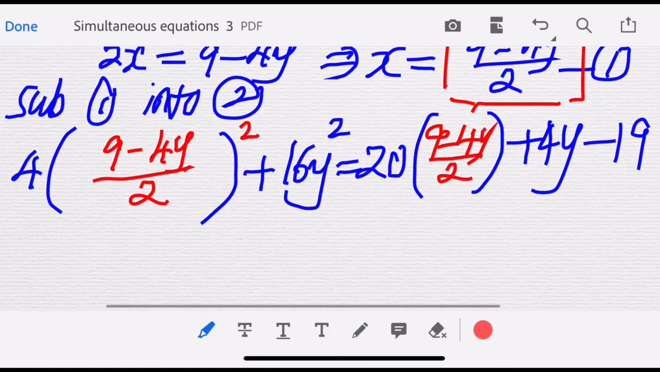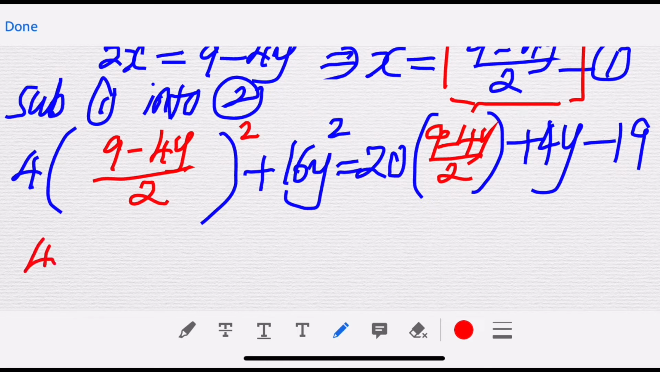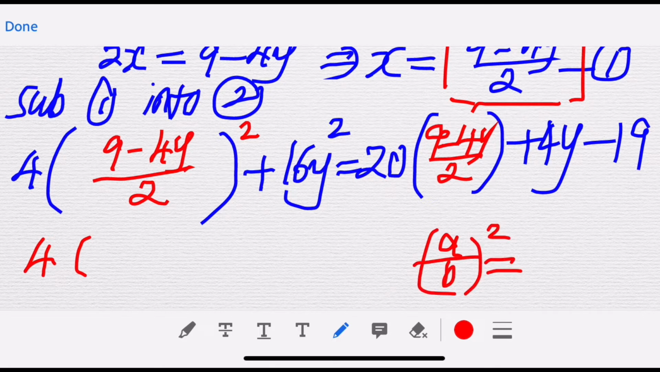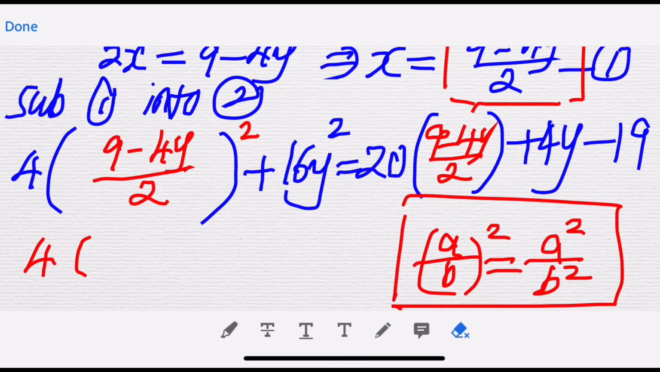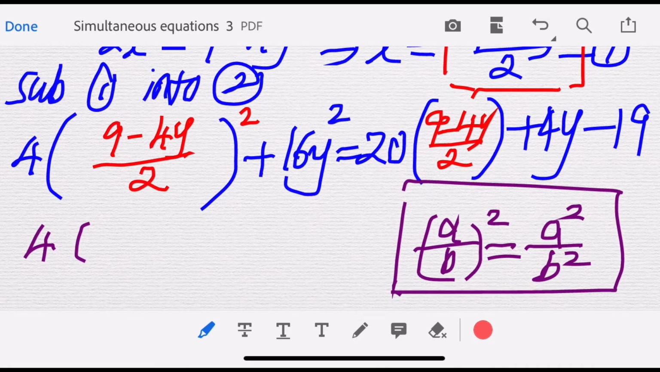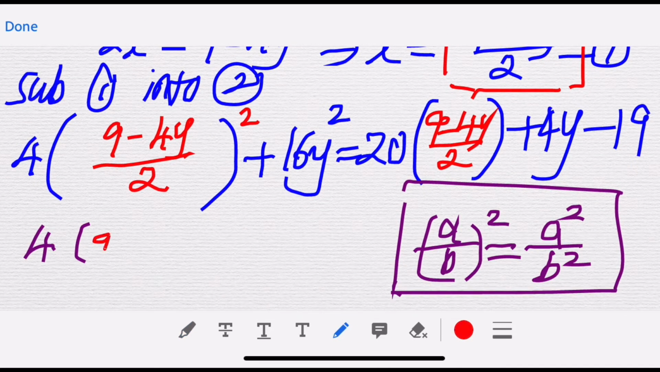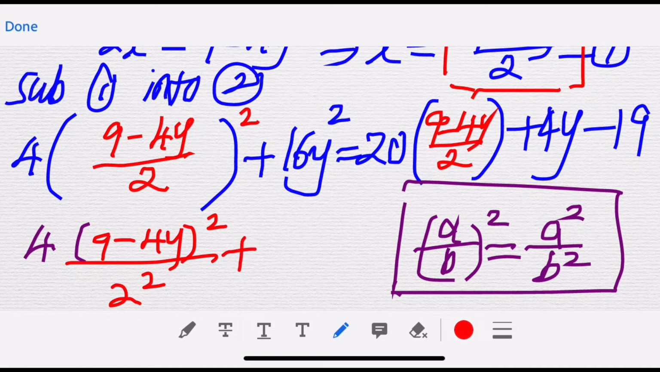Now I want you to pay attention to this. When you have a fraction squared, you must make it like this: the numerator squared and the denominator squared. Remember, this is the concept. I'm going to write it like this: 9 minus 4y, squared, over 2 squared. Remember, the 2 must be squared. Clear? Okay, and then plus 16y over 20, equal to 20.